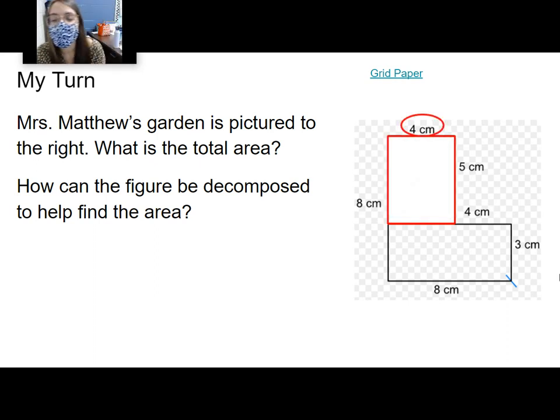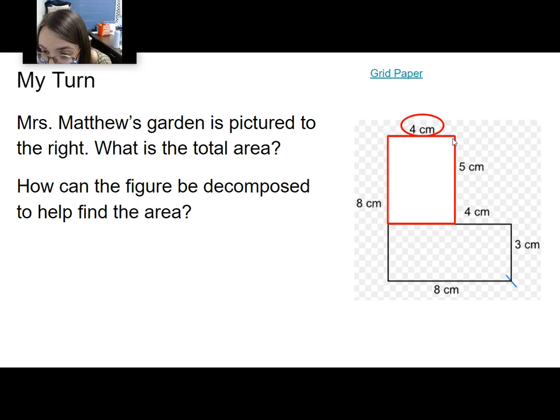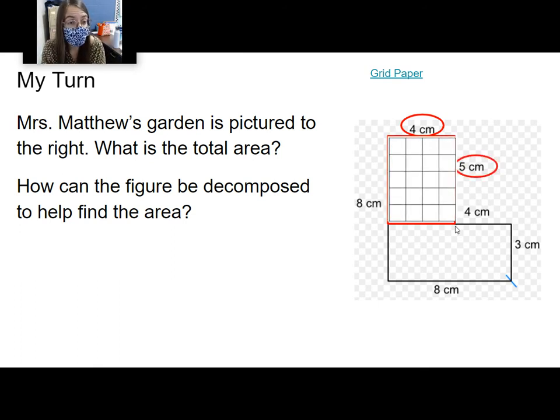Okay? For example, if you split it from here to here, I'm not going to use this 8, but I'm going to use 4 by 5. And if I were to create that on my Tiles website, 4 by 5 is an area of 20. 4 times 5 is 20.